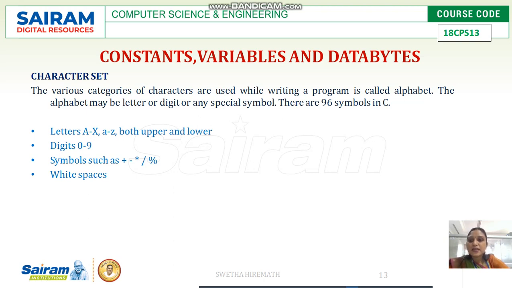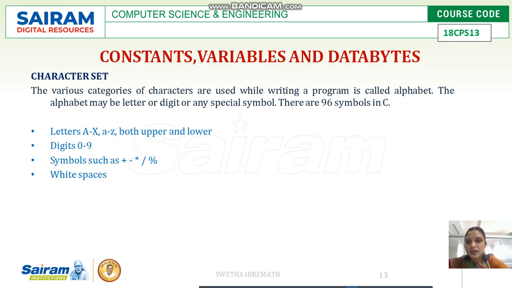A character set consists of the various categories of characters which are used while writing a program. These characters are called alphabets. The alphabets may be a letter, a digit or any special symbol. In the C language we have 96 symbols which can be used as a character set in order to write our C program.